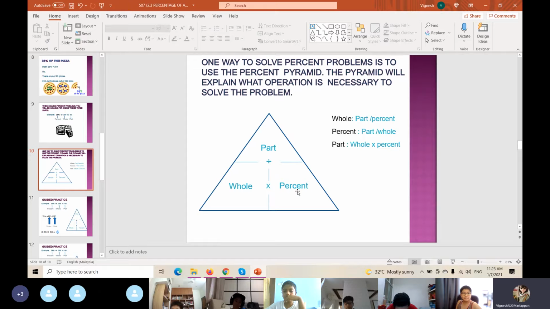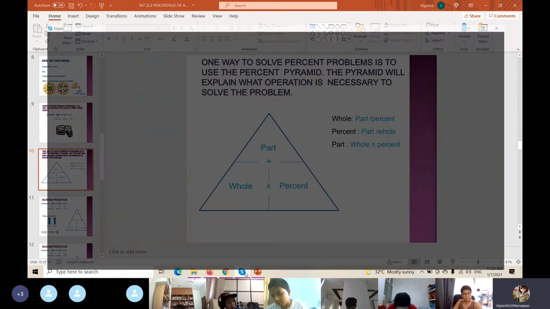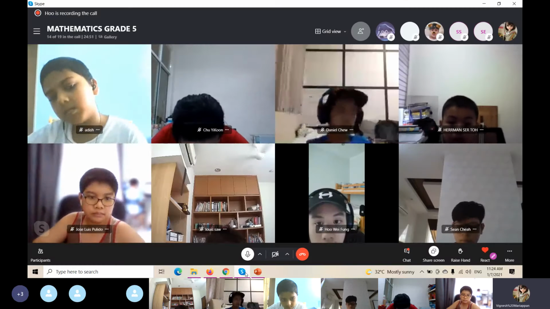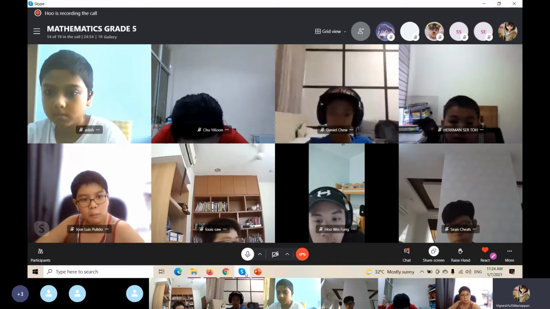Let's say the percentage is not given, but the part is given and the whole is given. So what we need to do? Part divided by the whole. And then one more case: the part is not given, but the whole is given and the percentage is given. What we need to do? Whole multiply the percentage. Understand or not? That's why the teacher said remember this pyramid. Can you understand? Hello, class.